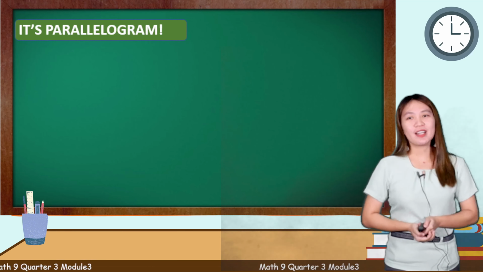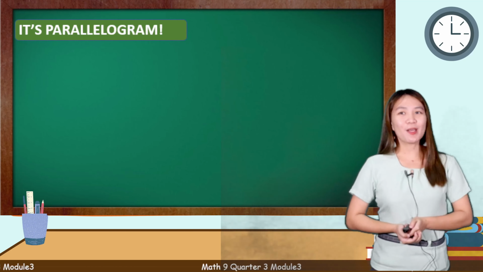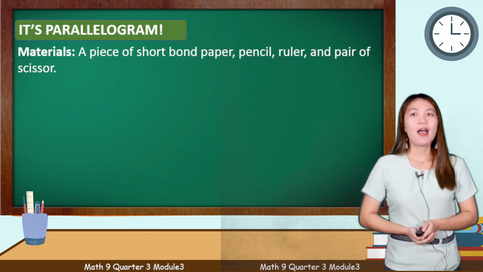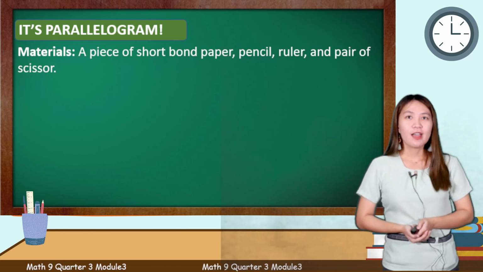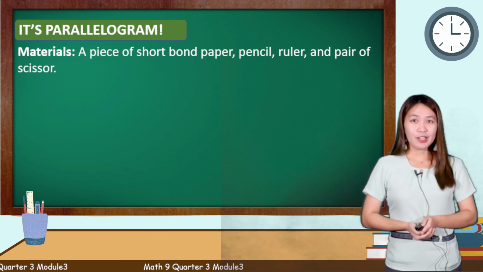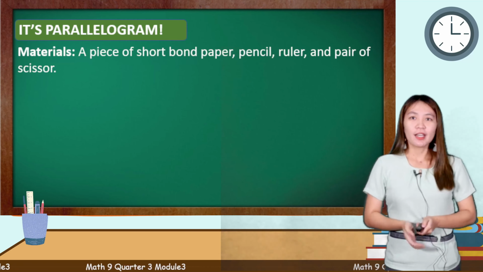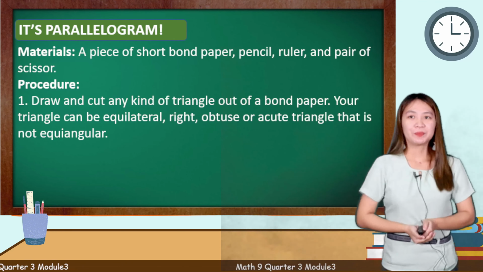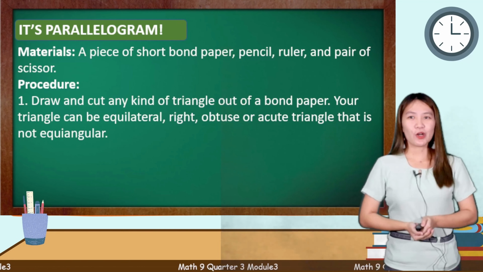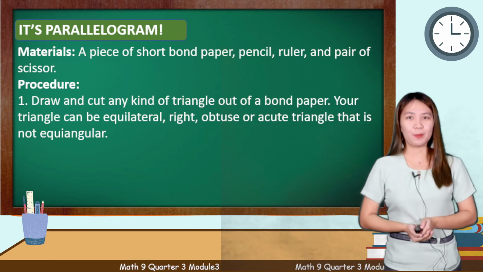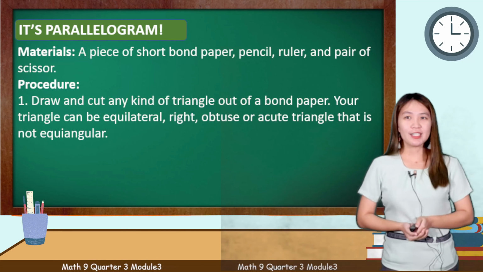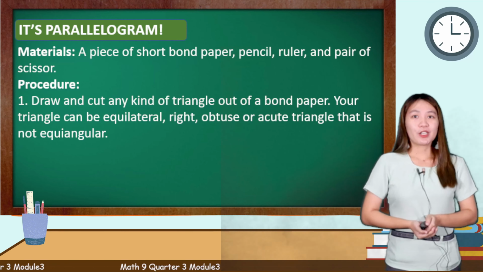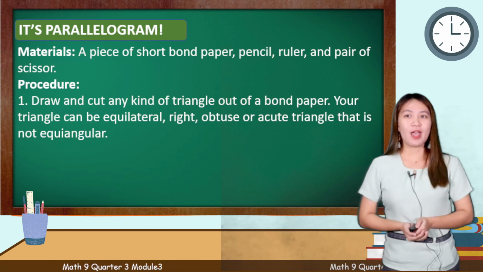Let's have a short activity called It's a Parallelogram. So you will be needing the following materials: a piece of short bond paper, a pencil, a ruler, and a pair of scissors. So the procedures: first, draw and cut any triangle out of the bond paper. Your triangle can be equilateral, right, obtuse, or acute triangle that is not equiangular.